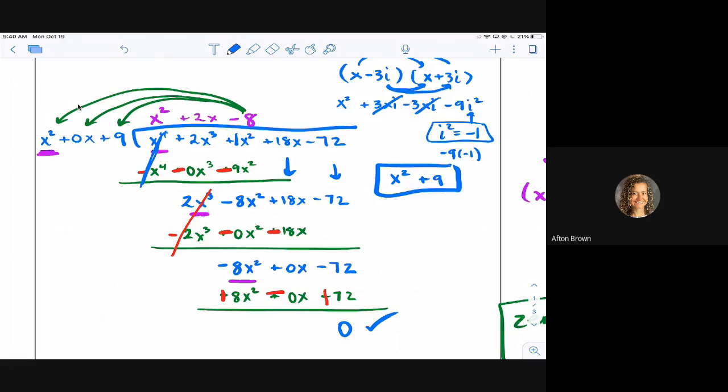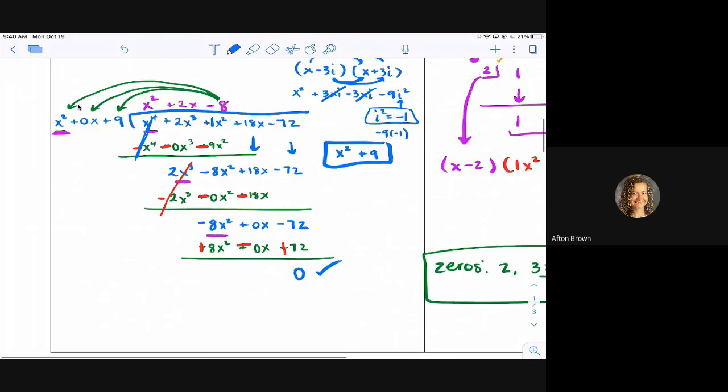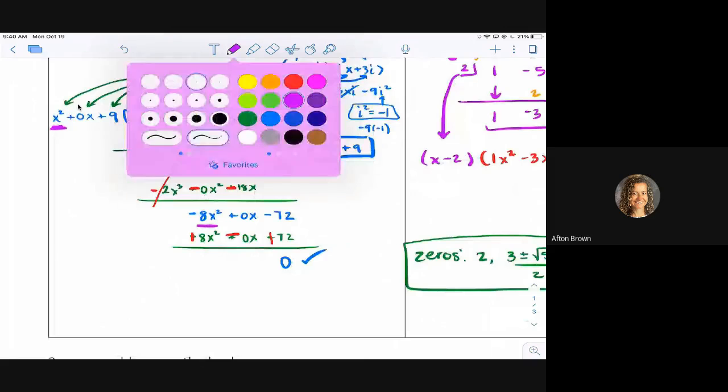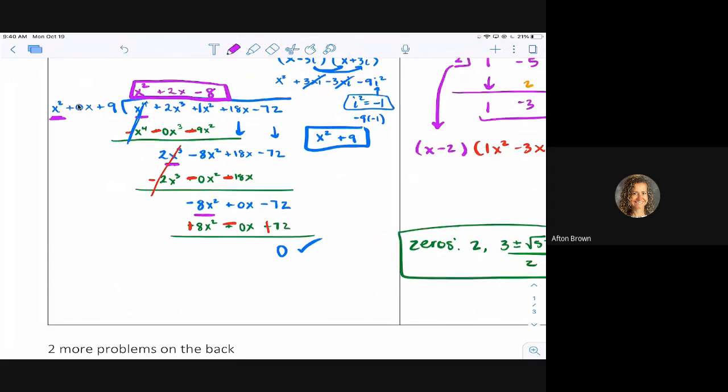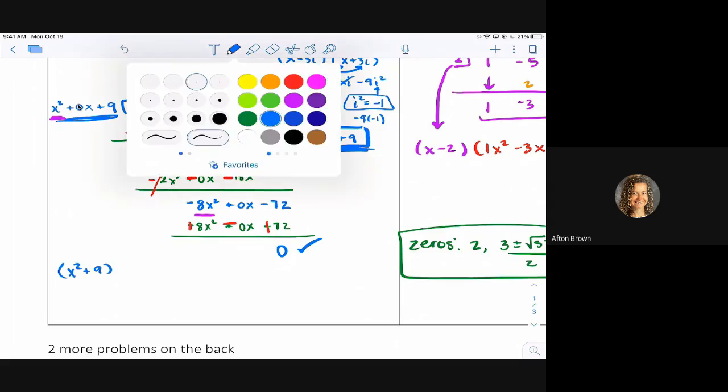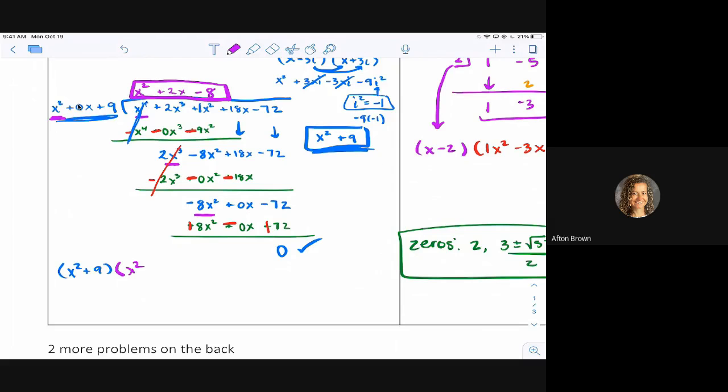Okay, so now we have to remember, now that we're here, what do we do? What we want to focus on is this quadratic up here. That's what we care about. That quadratic is going to give us our other two zeros. So let me just emphasize. I'm taking the x squared plus 9. That was this thing up front. That was this one here. I know that if we multiply that by the x squared plus 2x minus 8, and that was this here, that would give us the original function.